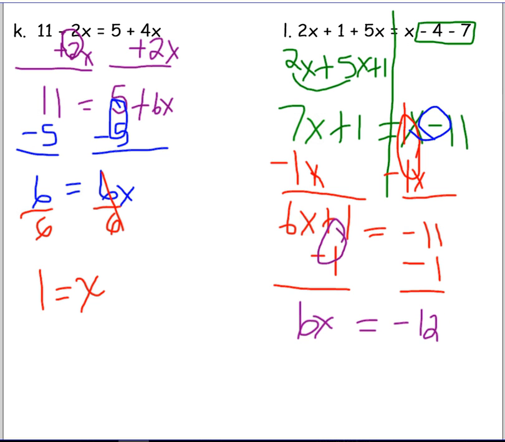And now we're left with x's on the left, constants on the right. And our last step is to divide off the coefficient if it's there, which is our 6. So we get rid of our multiplying by 6 by dividing by 6 to leave us with x on that side. And negative 12 divided by 6 is negative 2.